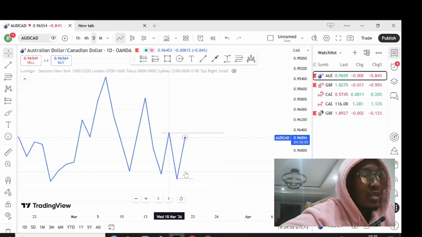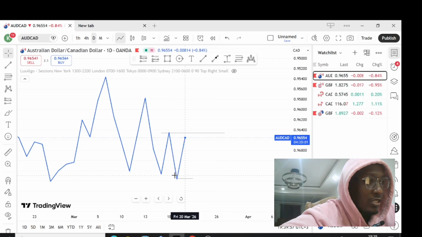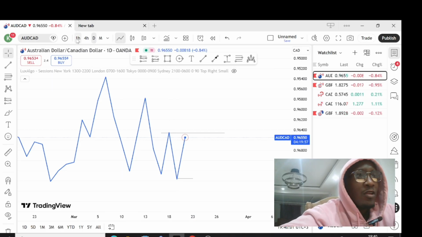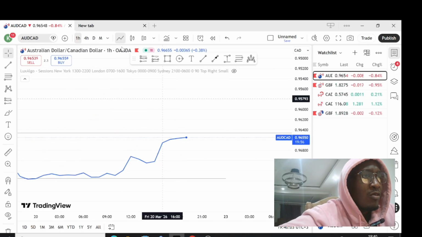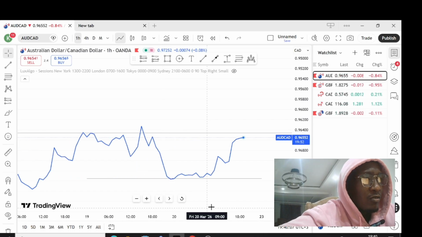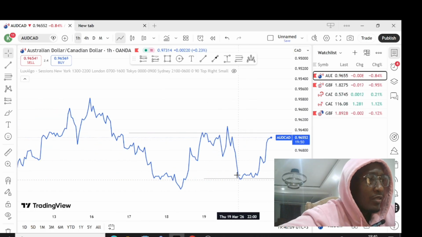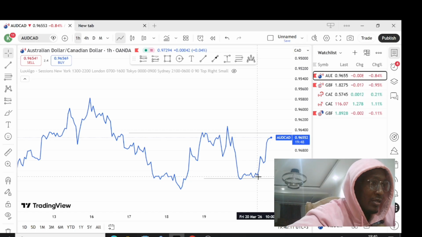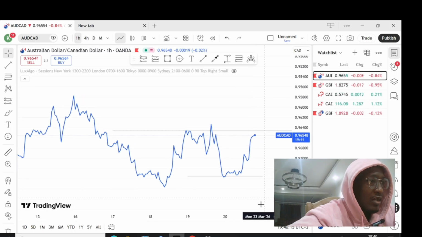Now the market was here, I think somewhere over here in the morning. When I analyzed on the daily, I then entered on the 1 hour time frame. On the 1 hour time frame, the market was here somewhere, at 10:11 to here. Now I knew the direction.